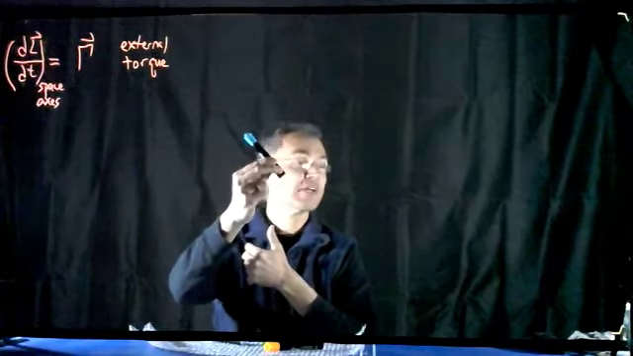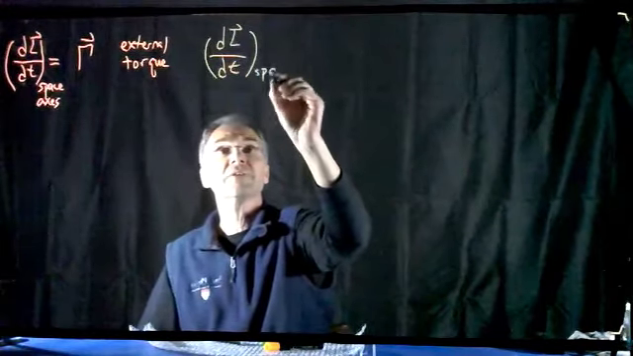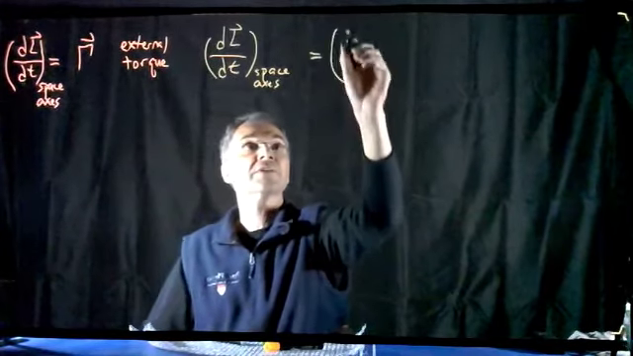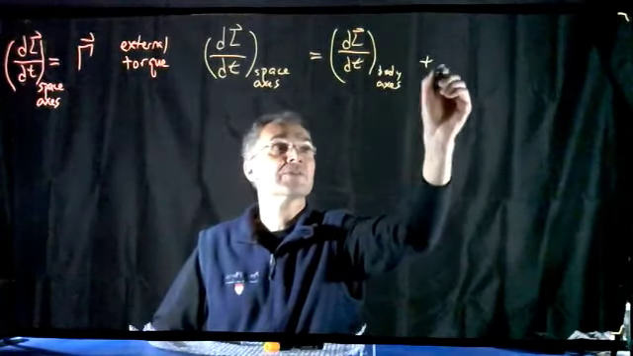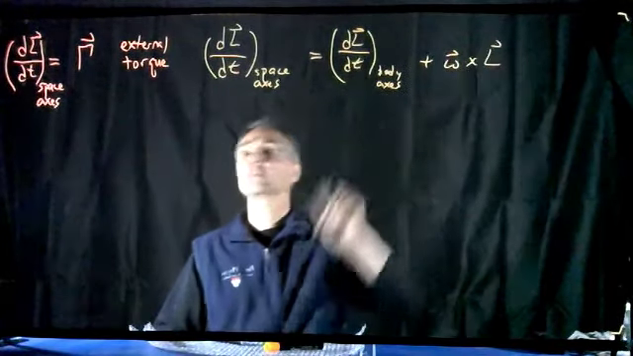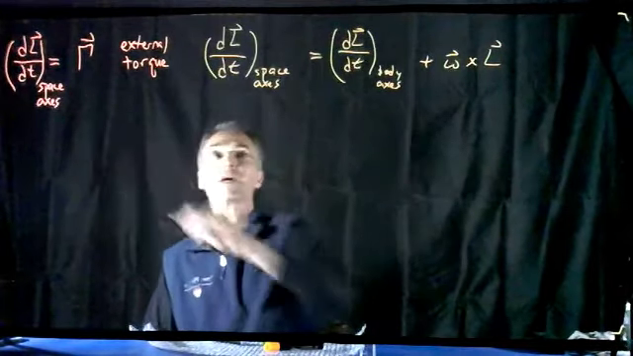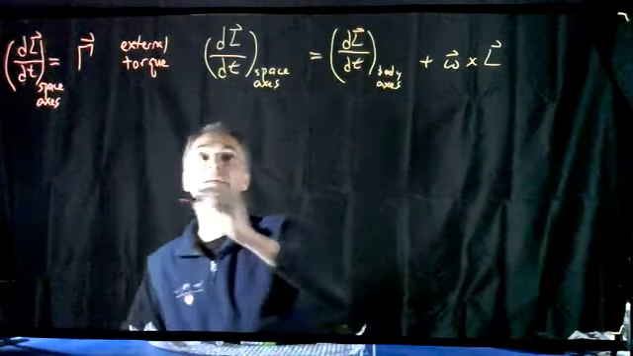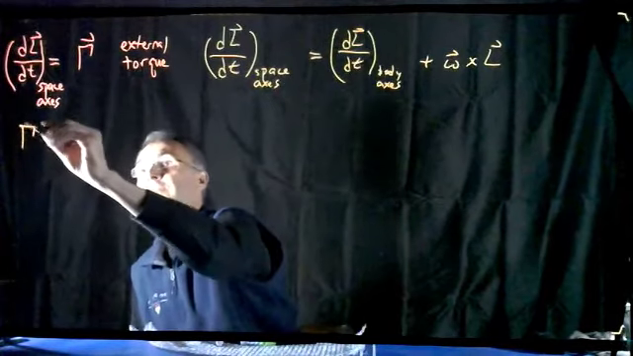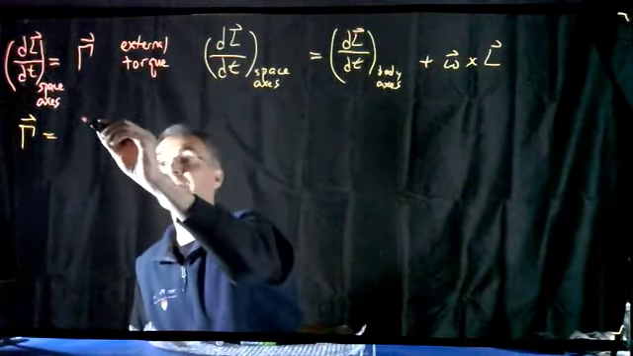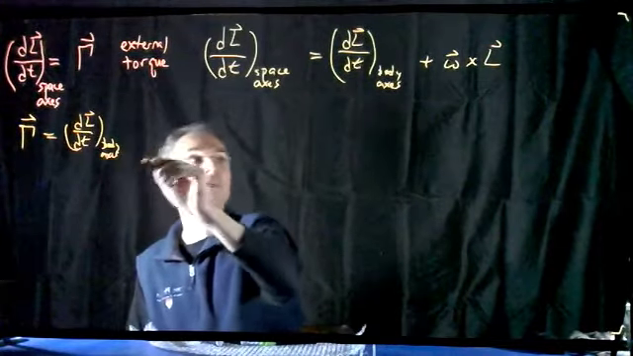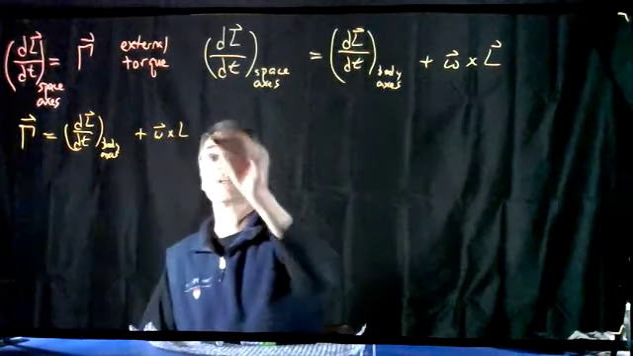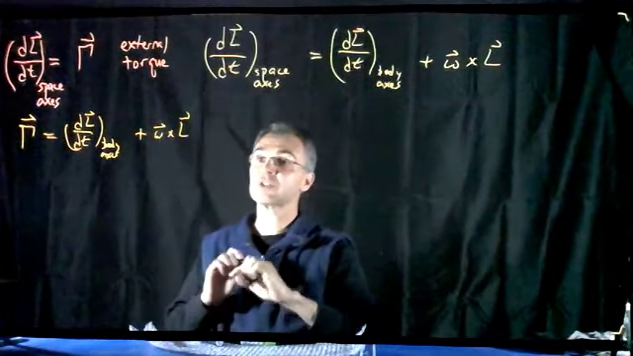Let's just do that for the special case of the vector L, the angular momentum vector. So we have dL/dt in the space axes equals dL/dt projected onto the body axes plus omega cross L. Okay, so now we can just combine these two results and we'll say the external torque equals dL/dt in the body axes plus omega cross L.